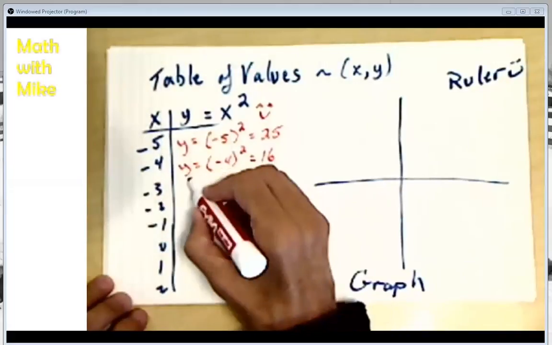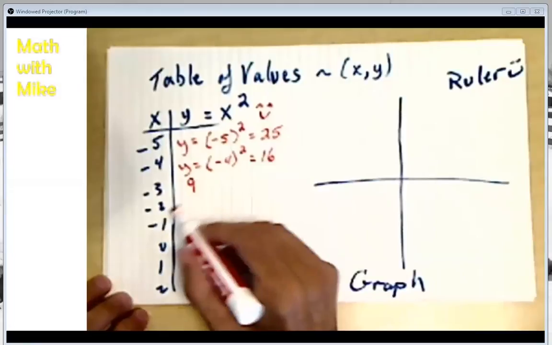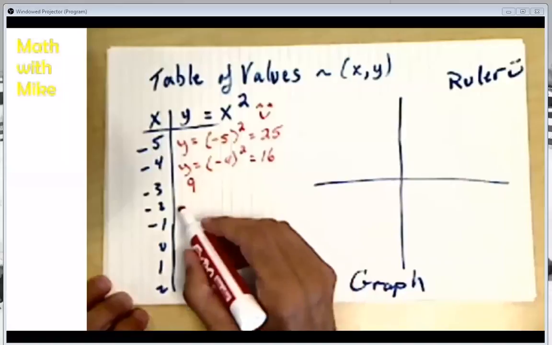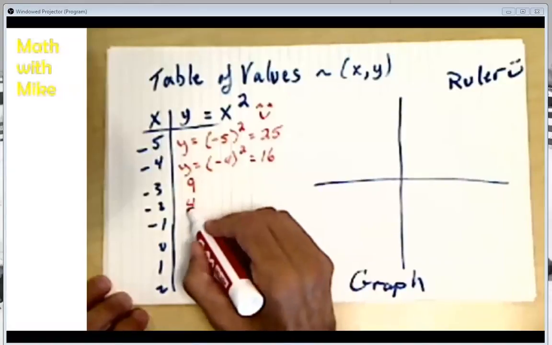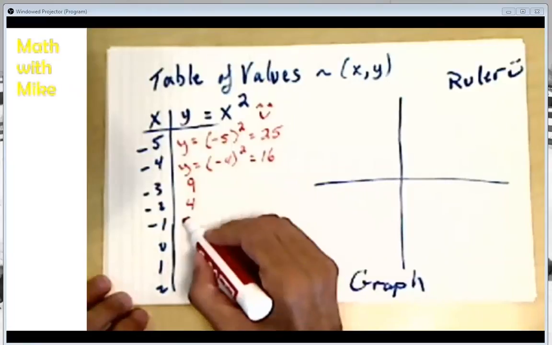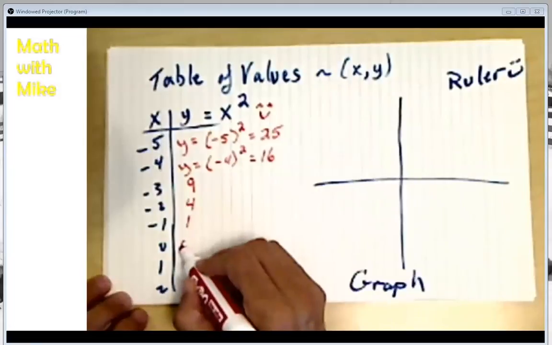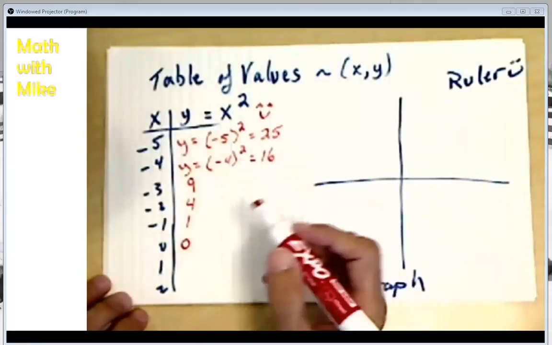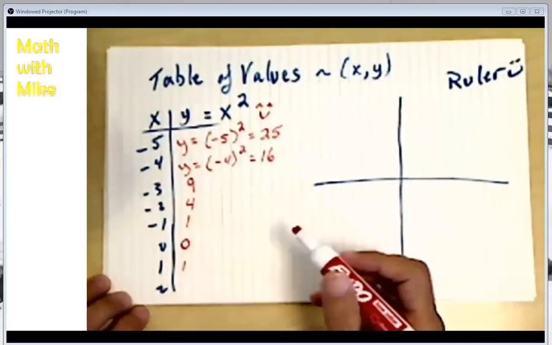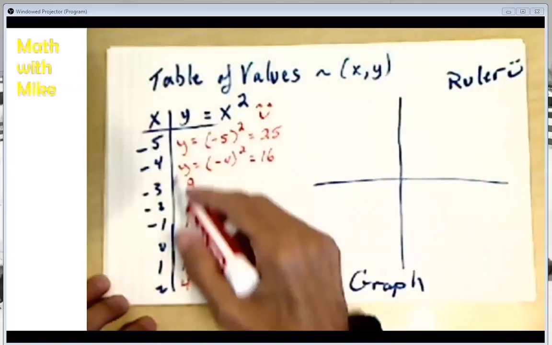The next one, that's a 2, believe it or not. Minus 2, I'll take 4. Minus 1 squared, just 1. 0 squared, 0. 1 squared, 1. 2 squared, 4. Okay, so all these are coordinates now.